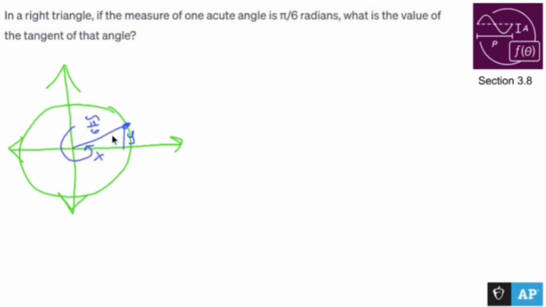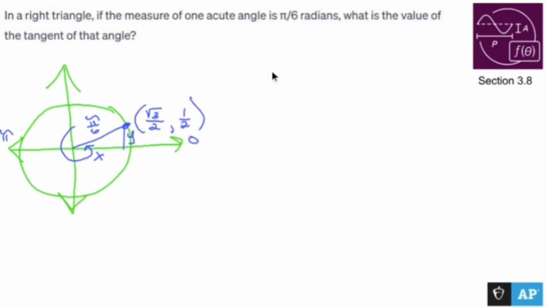Now, if you remember, the unit circle is split up into dots. This is 0, and this is pi, which means pi over 6 is that first dot that I have right there. That gives me the coordinate root 3 over 2, 1/2.